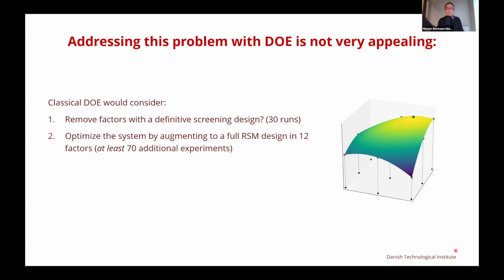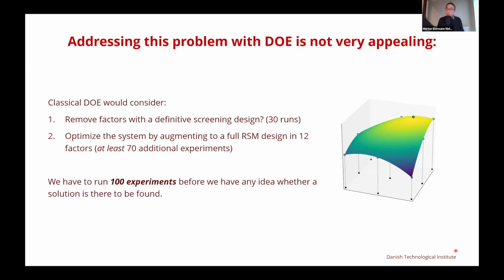And that would take at least another 70 experiments if your data quality is really high. So that means with classical DOE, we would have to run 100 experiments before we have any idea whether there's a solution to be found anywhere in the space, in the ideal case. But to make matters worse, because of the way the math works in that approach, you tend to carry out experiments in the corners. And for many processes that are really complicated, the corners are the last place you want to go and look. The extremes of the process are rarely where the solution is going to be.